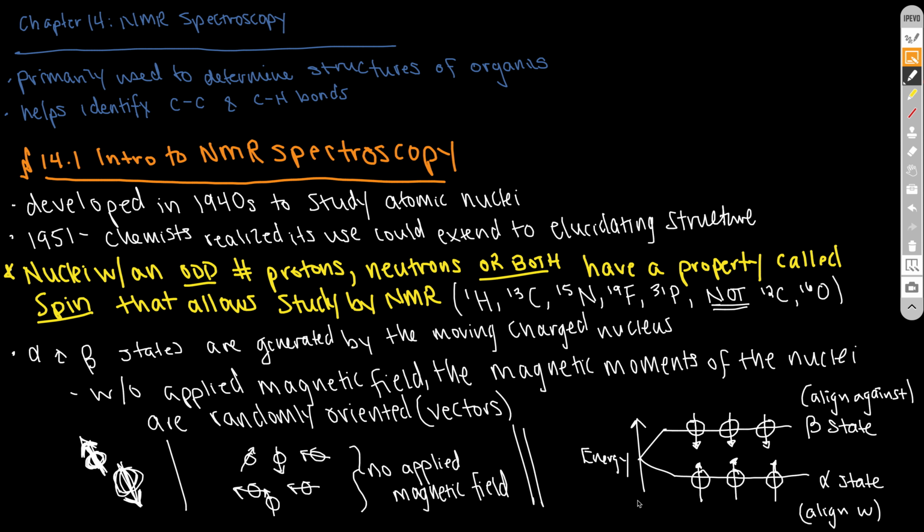And this is because these nuclei have a property called spin that allows them to be studied by NMR. So, hydrogen 1, carbon 13, nitrogen 15, so on and so forth, but not carbon 12 or oxygen 16 or any elements or isotopes that are going to have an even number. Those won't work. And so what happens is, you can think of these atoms, these nuclei being spread about in space and not being subjected to a magnetic field.